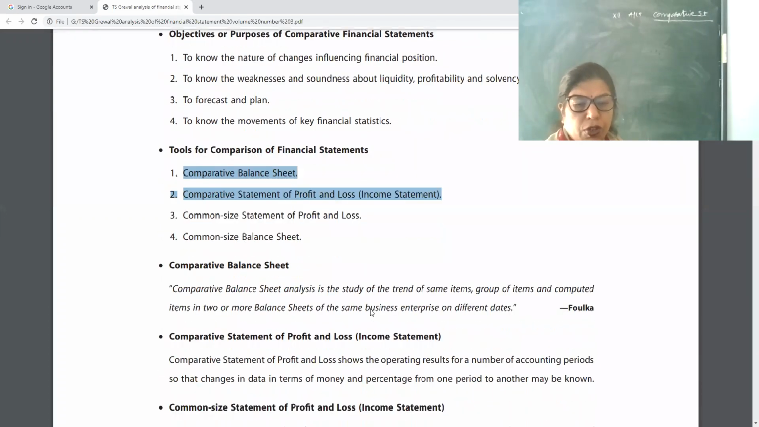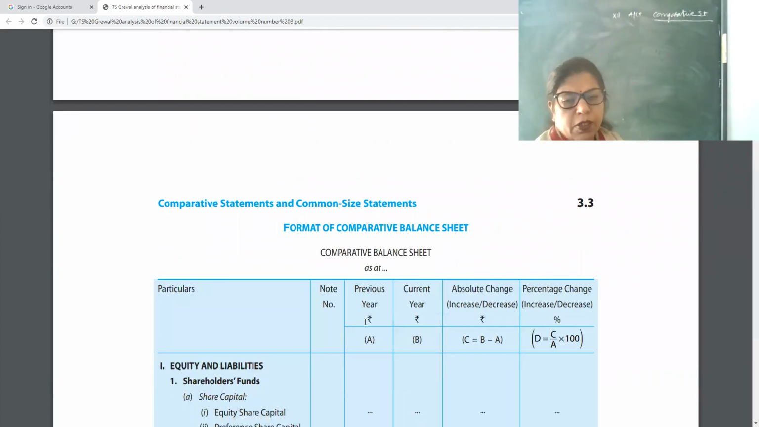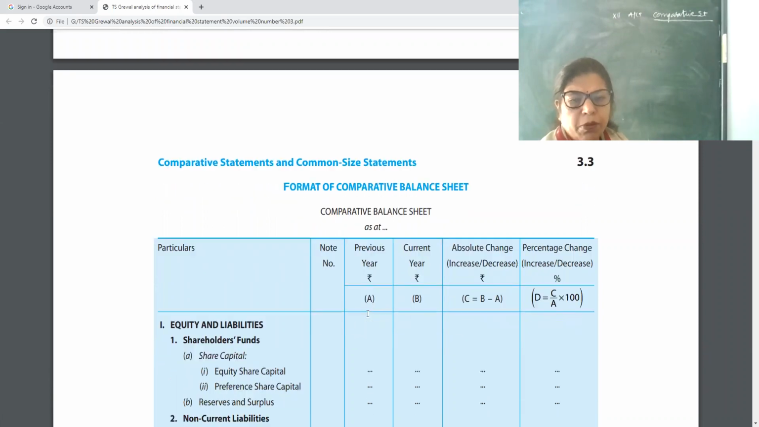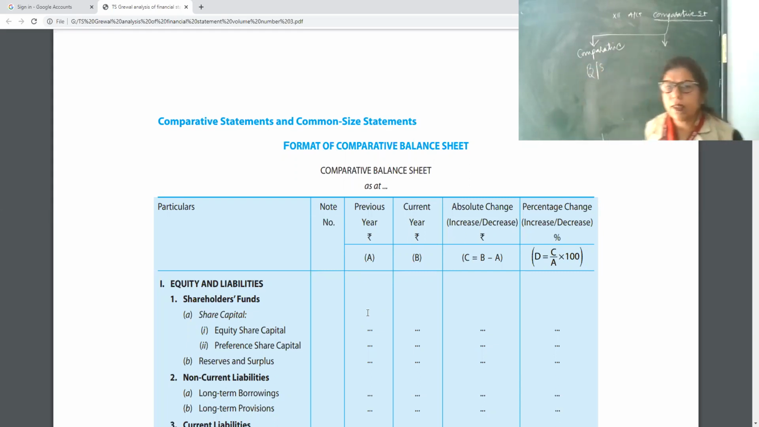So today, first of all, we already discussed this. Theory part is over. Now please note down. This is the format of comparative balance sheet. Please have a look at the screen. Comparative statement is classified in two parts. Comparative balance sheet, and second is comparative income statement or comparative statement of profit and loss. Okay.